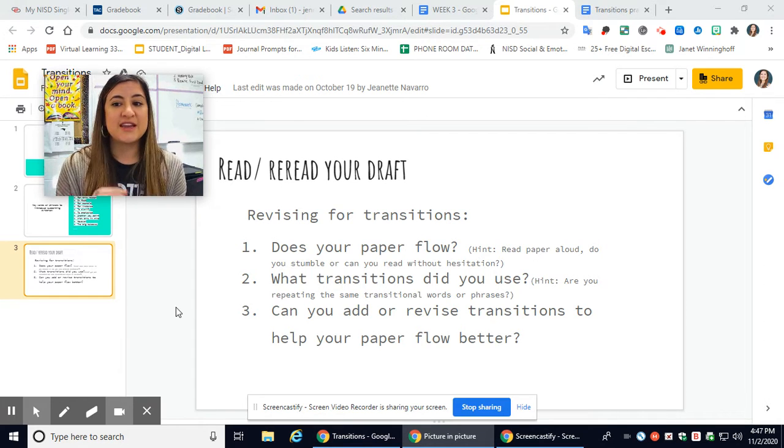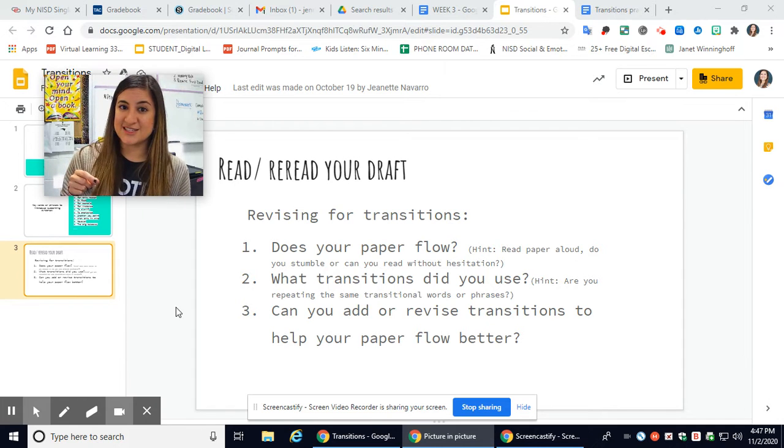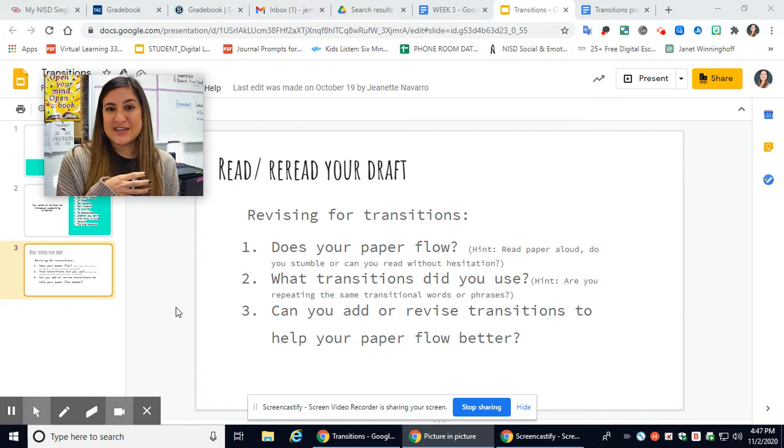Number 2, another question to ask yourself: what transitions did I use? A little hint here: are you repeating the same transitional words or phrases? I know sometimes I can get into the habit of saying "the next thing" or "next" or "finally," and so I might use those same ones over and over. Another word that you might use over and over is the word "and." So make sure you're keeping an eye on that. Do I repeat myself a lot? If you do, we can switch up those words to make it a little bit more interesting.